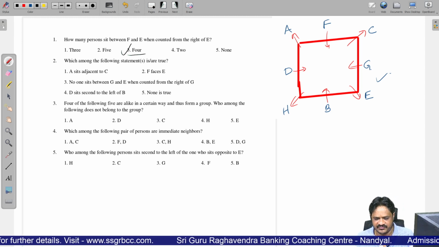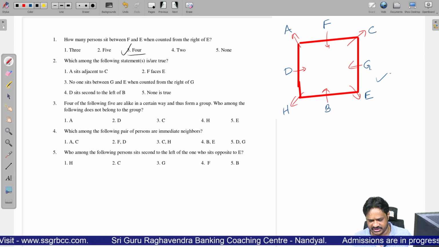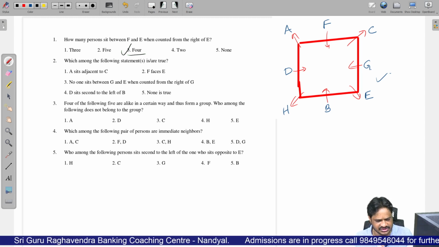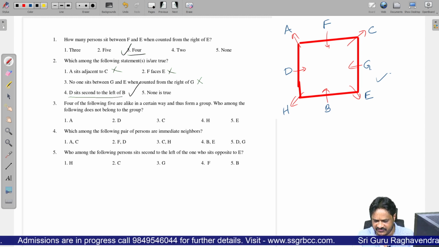Next one, which of the following statements is true? The first one is A is adjacent to C. So A is not adjacent to C. F is facing E. This is also not correct. No one is sitting between G and E when you count to the right side of G. That is also not correct. D sits second to the left of B. Definitely correct. The fourth one is definitely correct.